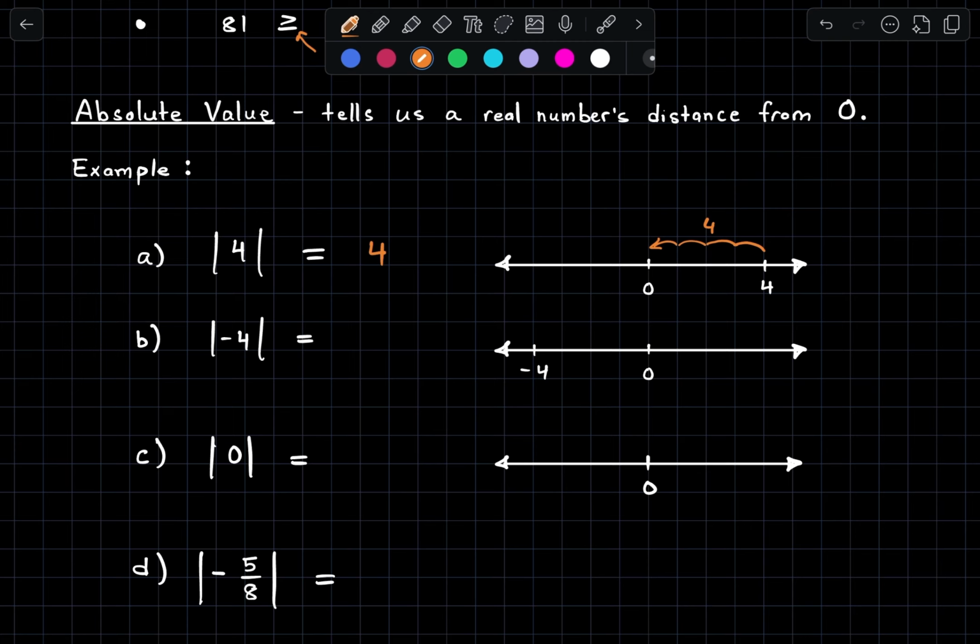The same thing is true for -4. Okay, this is 1, 2, 3, 4 spaces away from 0. We don't care that it's to the left this time. We're just counting how many spaces away it is from 0. So the absolute value of -4 is also 4. How about the absolute value of 0? How far is 0 from itself? Well, it's not, right? It's right on top of itself. It has no distance. There's no spaces away, so it's 0 spaces away from itself. So the absolute value of 0 is 0.